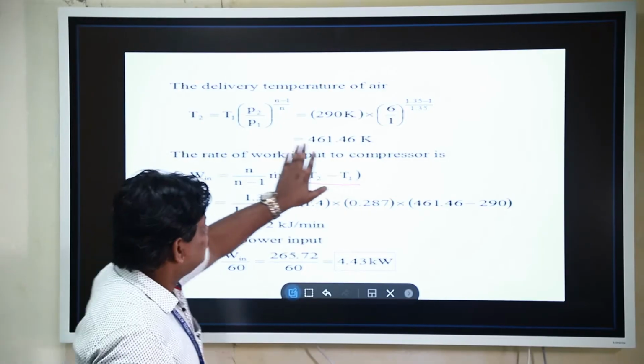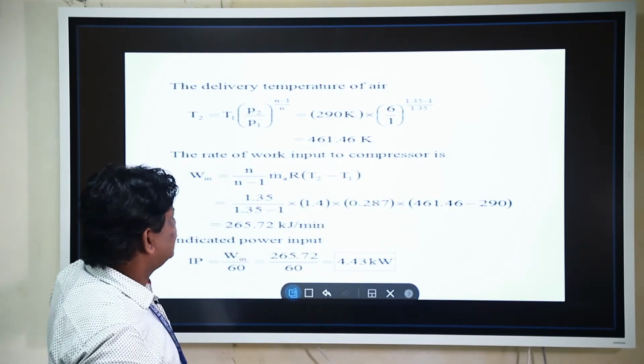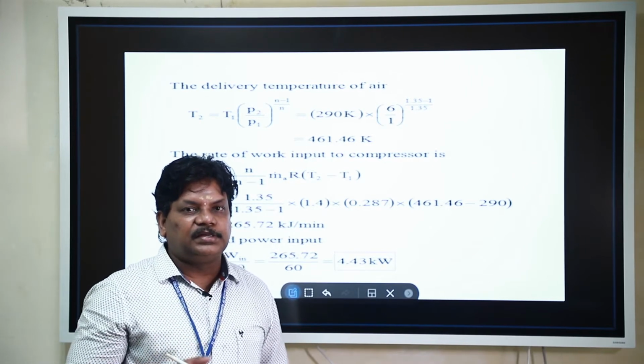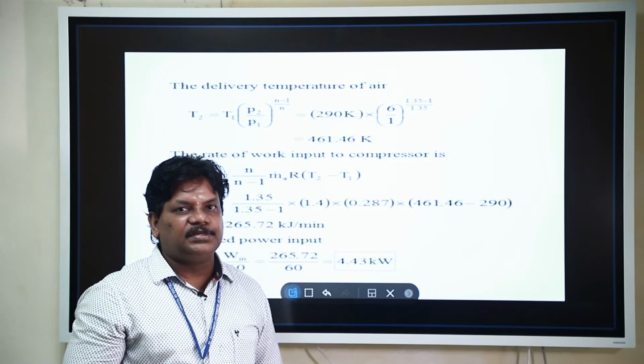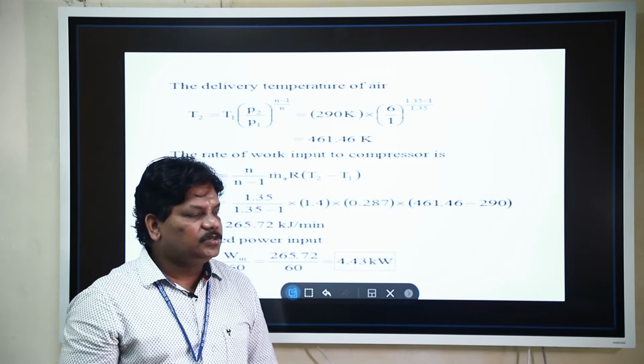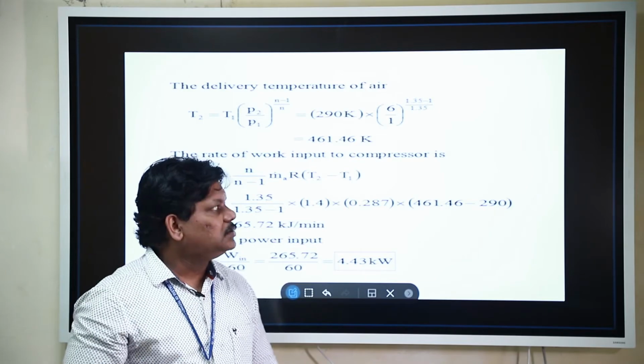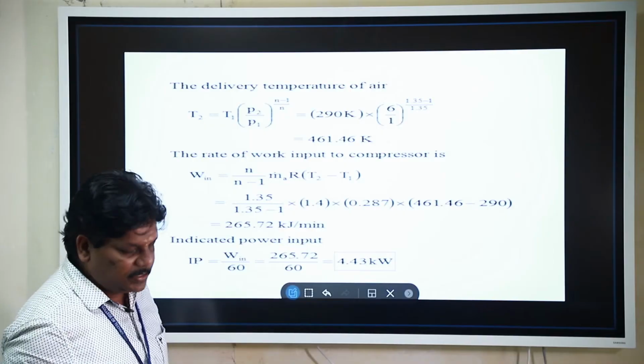The problems related to reciprocating air compressors depend upon the formulas used for the optimum work condition or for maximum work. So you have to read the question thoroughly and then apply the respective equations.